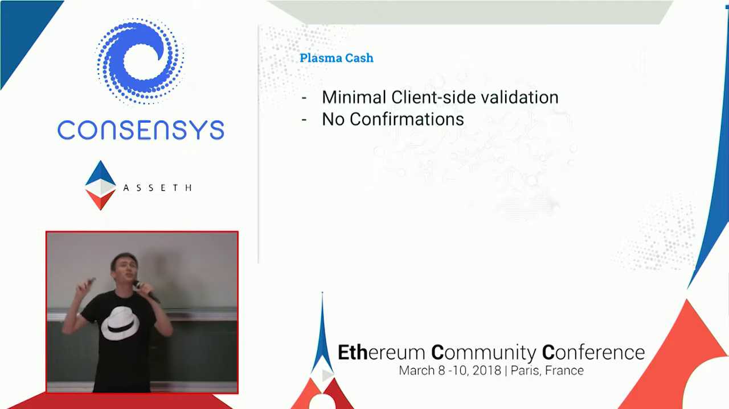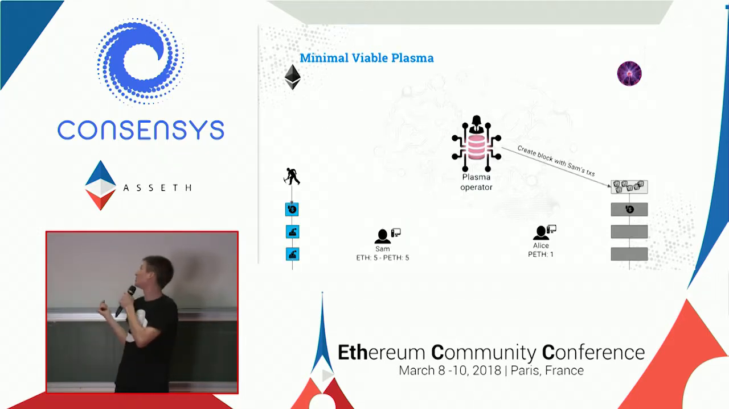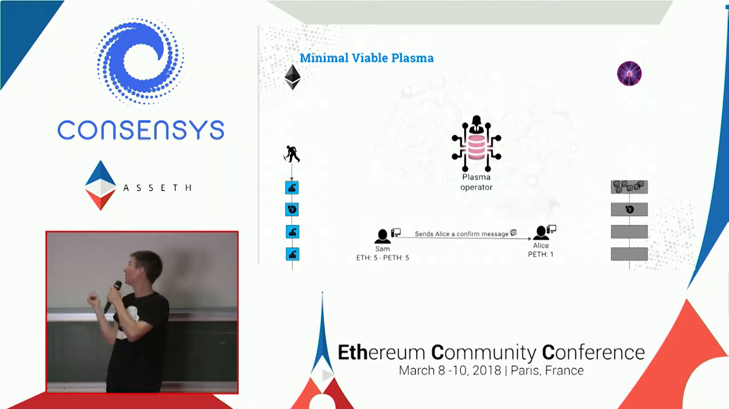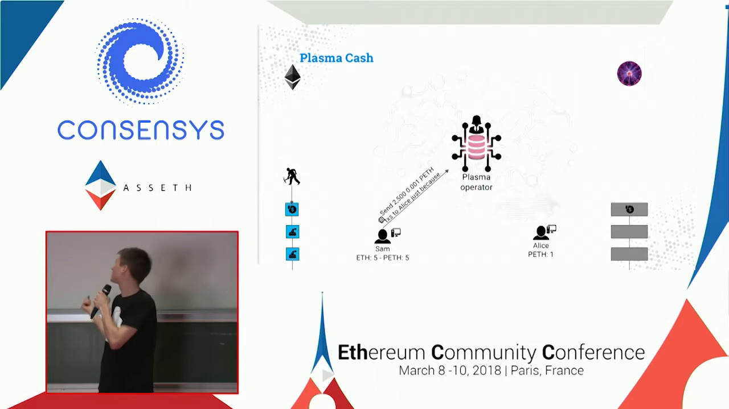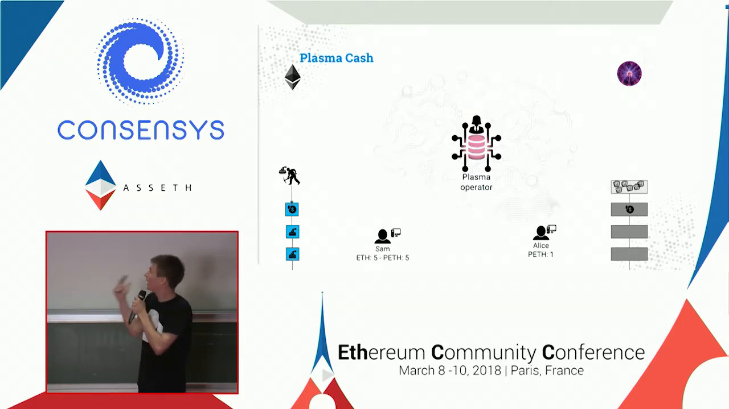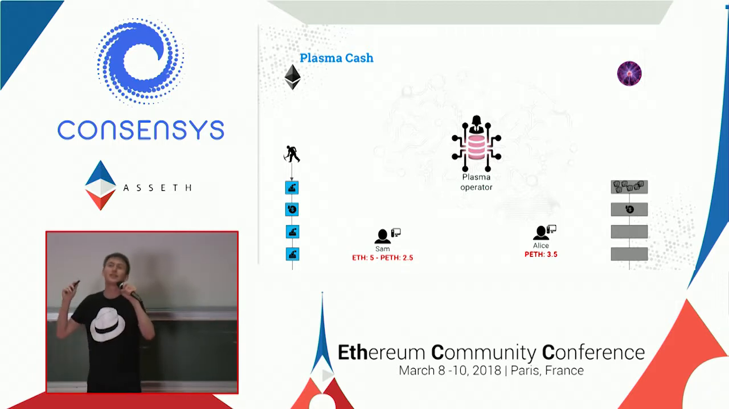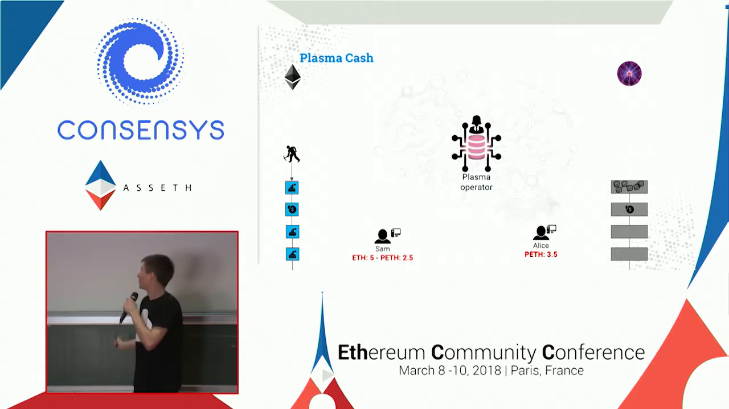Another thing is we get to remove confirmations. Before, we were sending transactions, and Sam had to watch the main chain to see if it was included and send a confirmation to Alice. Now we don't have to do that. We can just send transactions to the main chain, it gets mined, and the balances are immediately updated. So this is really nice. It's just a big UX gain.